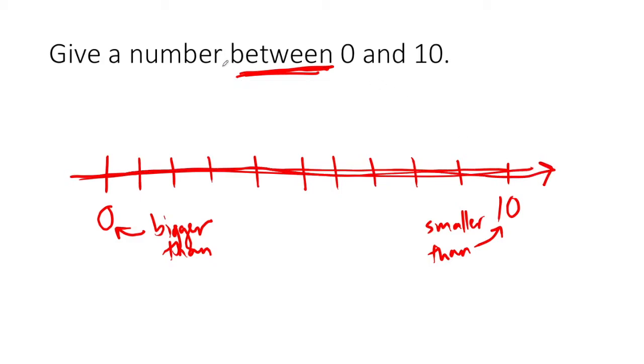So really when we say give a number between 0 and 10, we mean give a number bigger than 0 and less than 10. And you could say any of the numbers. What number do you think is bigger than 0 but less than 10? It's between 0 and 10. Great. You could have said 1, 2, 3, 4, 5, 6, 7, 8, or 9. Any of those numbers work. Any of those numbers are between 0 and 10.